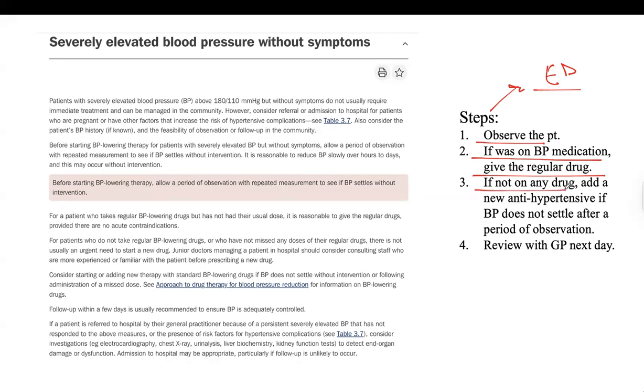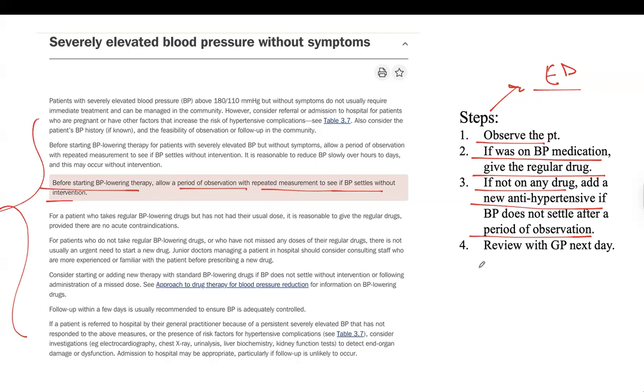If not on any drug, then we will add a new antihypertensive if BP does not settle after a period of observation. So that's what is written in the ETG guideline. Before starting the treatment, allow a period of observation with repeated measurements to see if BP settles without any intervention.